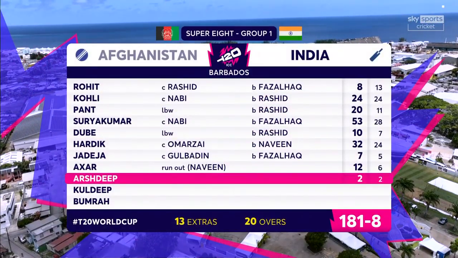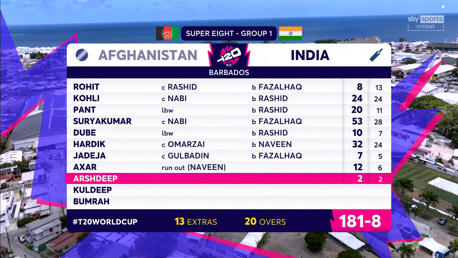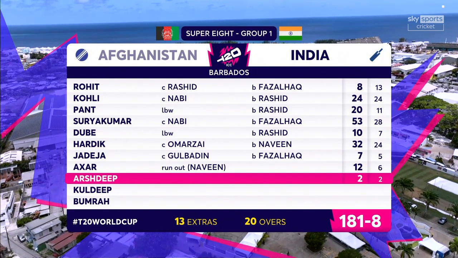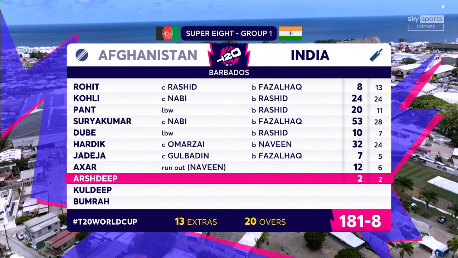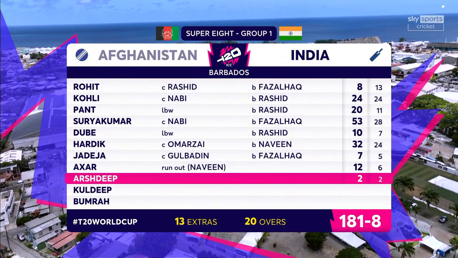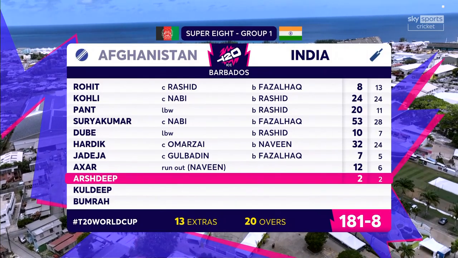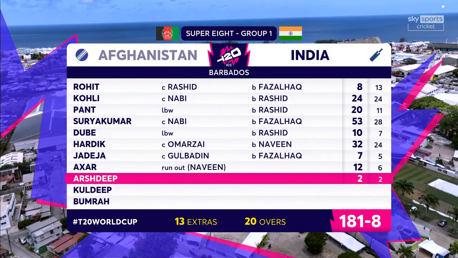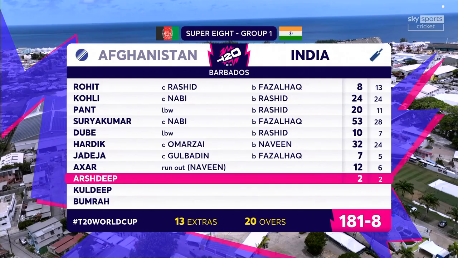Little bit of trouble early on. Rohit for 8, a rough ball, 24 for Kohli. And then the Suryakumar Yadav, Hardik Pandya partnership came about. Dube got 10 off 7. I thought it was a very, very nice, cute little innings from Rishabh Pant. And it was a partnership between Yadav and Pandya that's been responsible for taking India to 181 for 8.